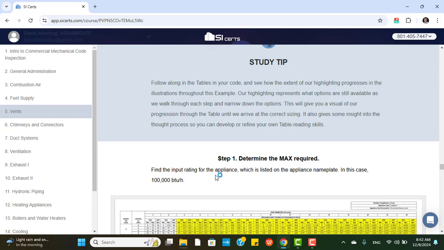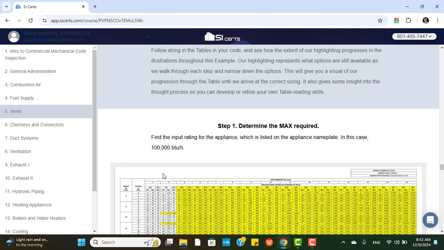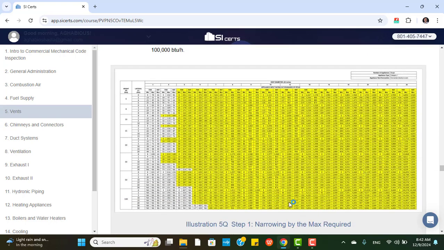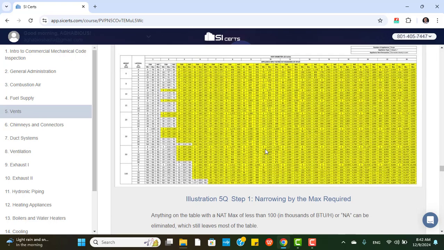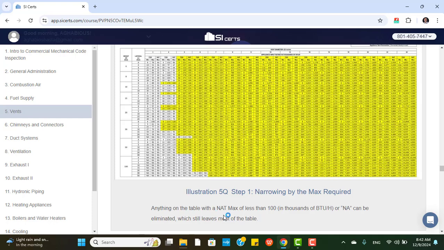Find the input rating for the appliance, which is listed on the appliance nameplate. In this case, it will be 100,000 BTU per hour. As we see, this is the narrowing by maximum required, marked by yellow. Anything on the table with an NAT max of 100 thousand BTU per hour or less, or NA, can be estimated, which still leaves most of the table. Just this part is excluded.